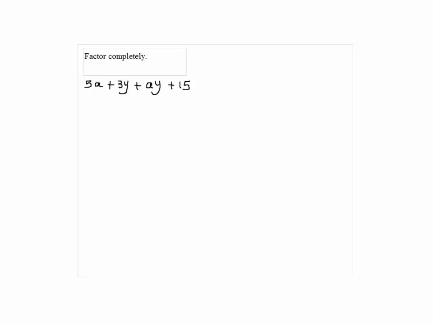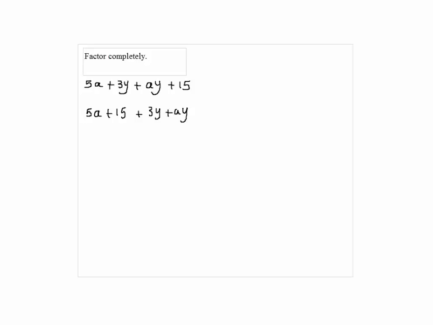Here we have to use factor by grouping. We need to group this in such a way that when we factor them, we have something in common between those two. There are three different ways we can group this. We can group the first two and the last two together. In this case, that's not going to help us because we don't have anything in common between 5a and 3y.